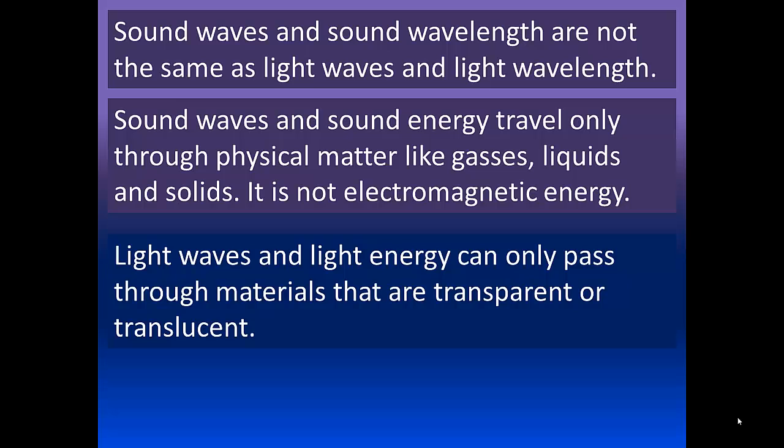Light waves and light energy can only pass through materials that are transparent or translucent. If the material is opaque, like a 3/4 inch plywood wall, you would be hard-pressed to get any light to travel through there. It would all be reflected off of the other side of the wall or absorbed in the wall and converted to heat. So light will pass through materials that are transparent or translucent.